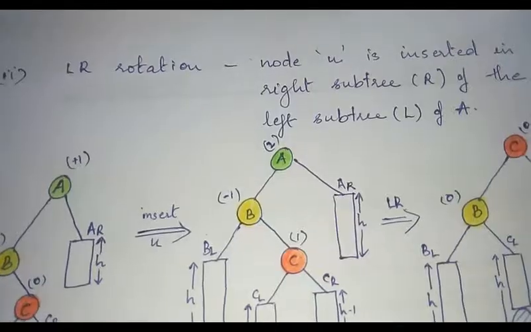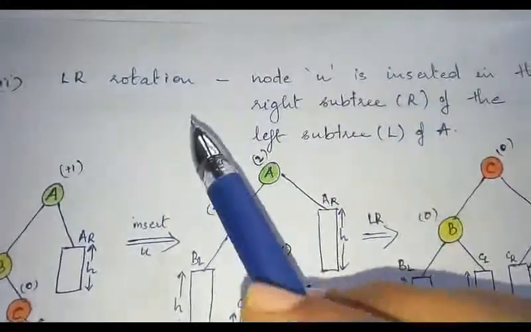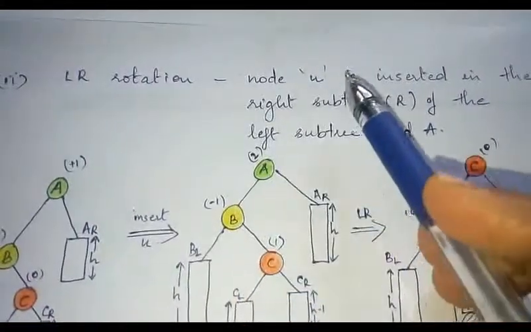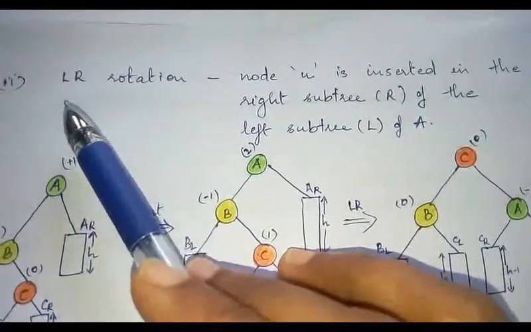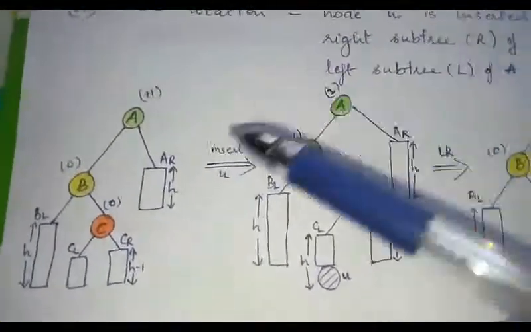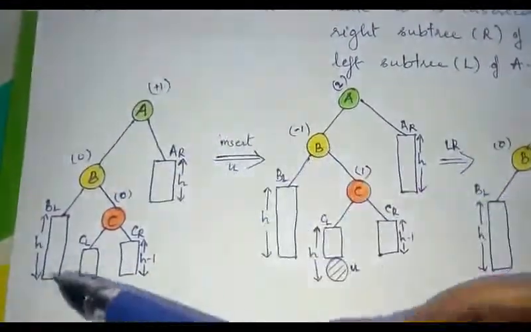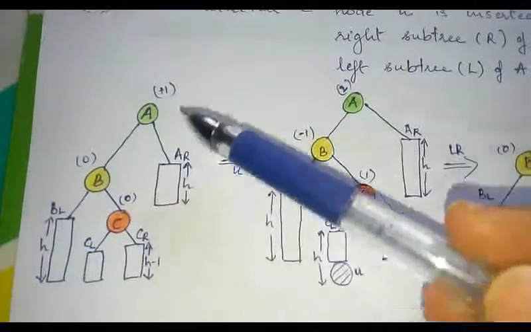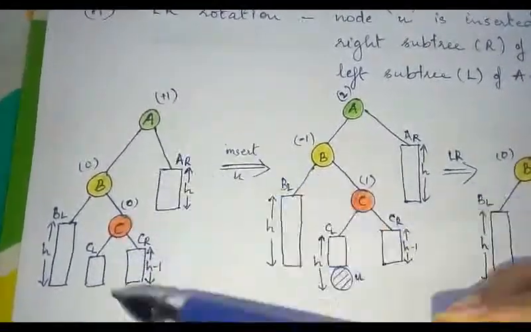The second type of rotation is LR rotation. LR rotation is performed when a node U is inserted in the right subtree of the left subtree of A. Now look at the tree here. Now this is the tree. Here it is an AVL tree, since the balancing factors are 1 and 0. So this can be considered as an AVL tree.